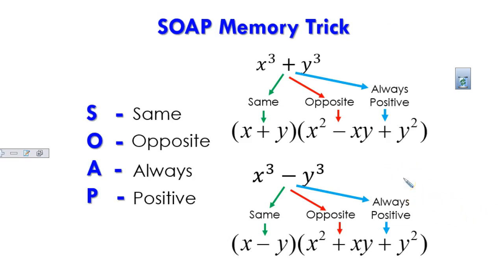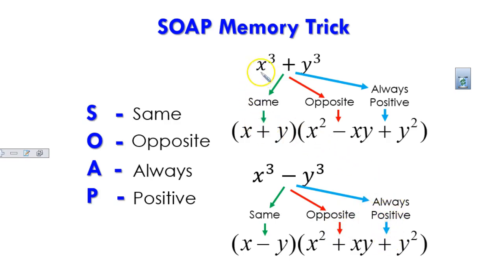The memory trick that we use is called SOAP. What SOAP does is it tells us that if our sign is positive, the first sign that we come to is going to be the same as that positive. The second is going to be the opposite of positive. And the third one is always positive. So you can see the same, opposite, always positive in the SOAP. If you can remember SOAP, you can remember same, opposite, always positive. This is the same for the subtraction problems where we have the same sign, change it to the opposite sign, and the last one is always positive.